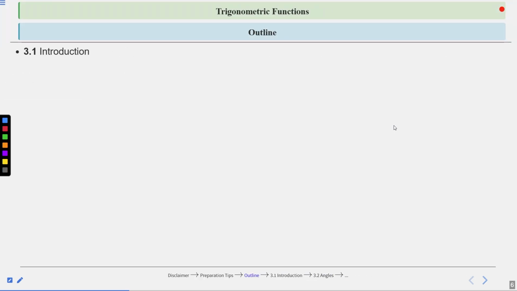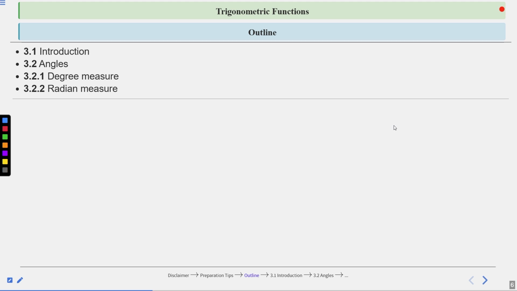Now, in this session, we are going to cover section 3.1 related to introduction to trigonometry. Then what we mean by angles, section 3.2. Then section 3.2.1, we are going to know about degree measures, how we define it, what it means. And finally, we'll be seeing radian measure, and why we require different measures.